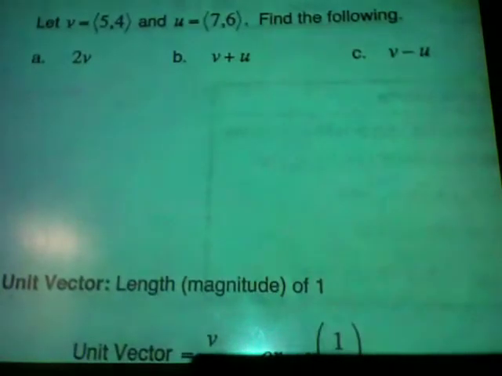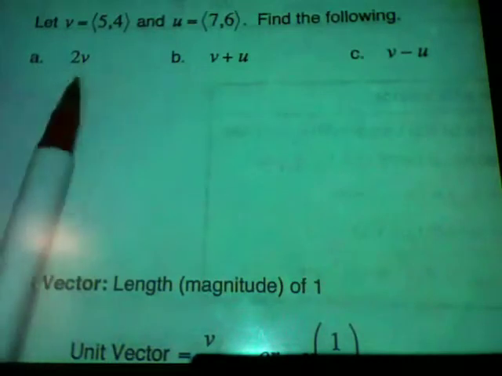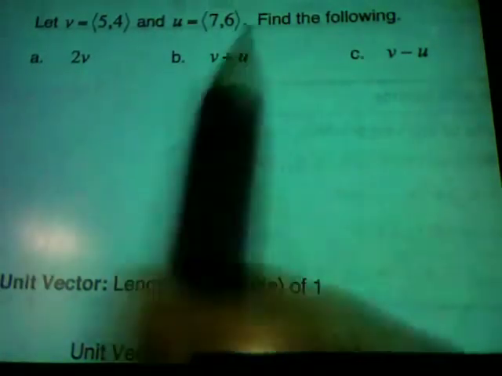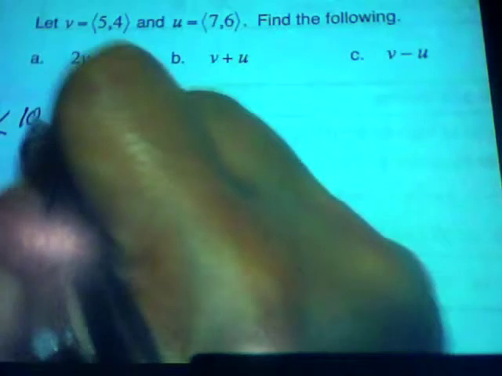All right, so there's my 2 vectors in component form, and we're just going to multiply. This is called a scalar, so I'm taking v and multiplying it by 2. So multiply v by 2. What do you get? 2 times 5 is 10, and 2 times 4 is 8.